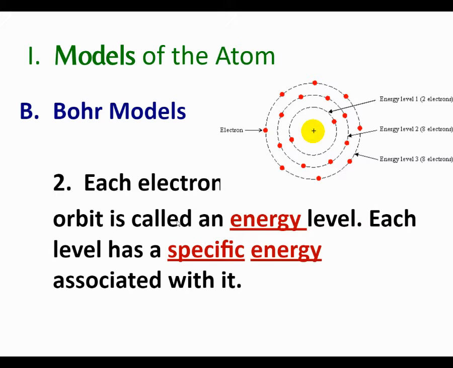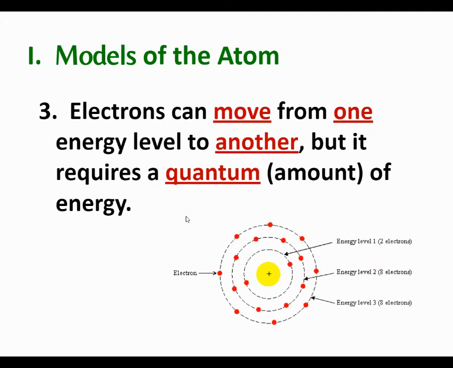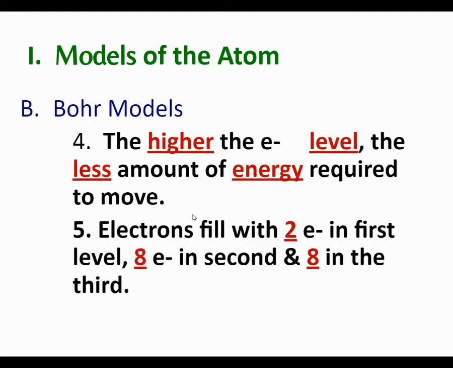So each level has a specific energy associated with it. The closer it is to the nucleus, the harder it is for an electron to leave it. The farther away it is, the more likely an electron is to bounce between atoms. Electrons can move from one energy level to another, but that requires a certain amount of energy, which is called a quantum. And we've talked in the past about how the movement of electrons is visible through light. We see a different change in light based on the movement of electrons.